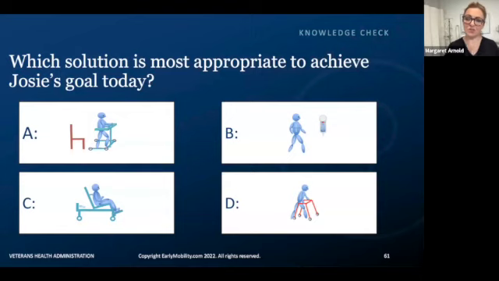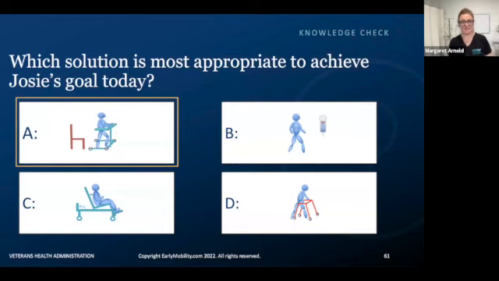Which solution is most appropriate to achieve Josie's goal today? The answer is A, some kind of fall arrest device or assisted walking device. She cannot use a walker to walk without help because she was unsteady and she almost fell with her walker. So you need something more. You need some kind of fall arrest device for her.